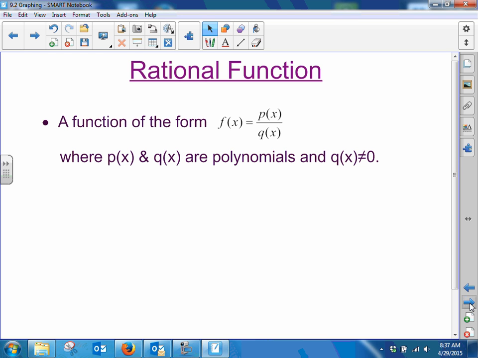The denominator, you're never going to have 0 there. Because if we do, we're just going to have a line, right? And we're not going to deal with that. So you will always have something on the top, something on the bottom, and that's what you're graphing. Okay, we all got this down?